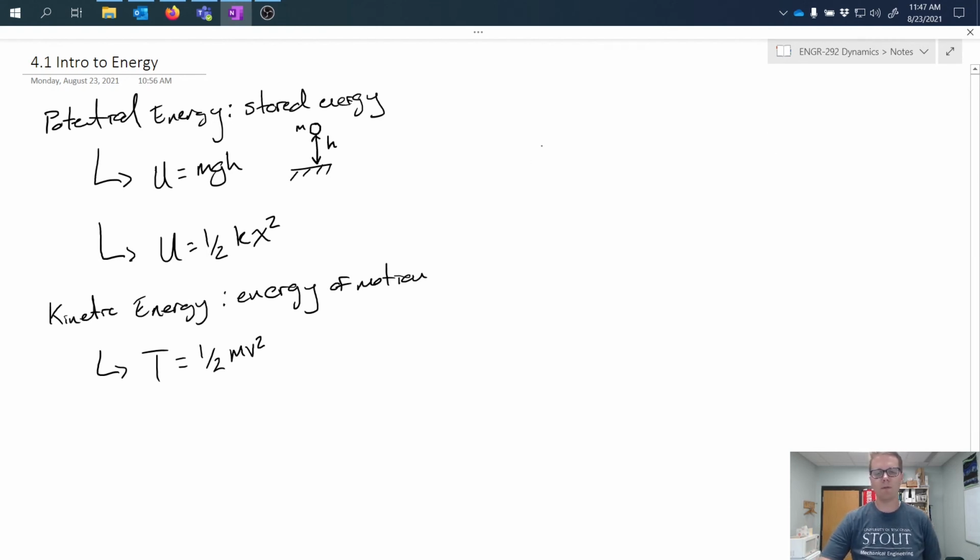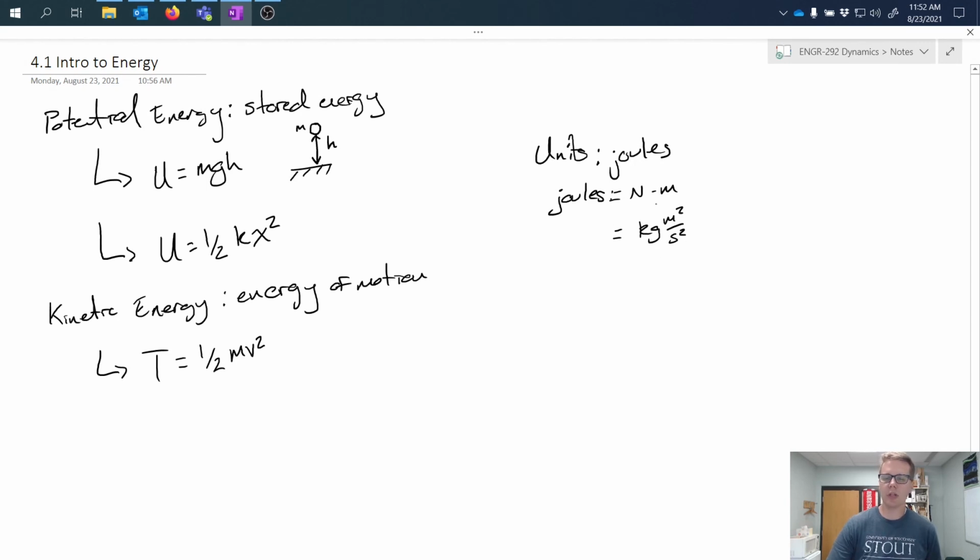Now, for energy, our units are going to be joules. Joules in this case can be broken down into Newton meters, which we could break down further into kilogram meters squared per second squared. So if we look at the units, we can get a little bit of a better sense of how these equations that we've written over here fit into that framework of the units of total energy.